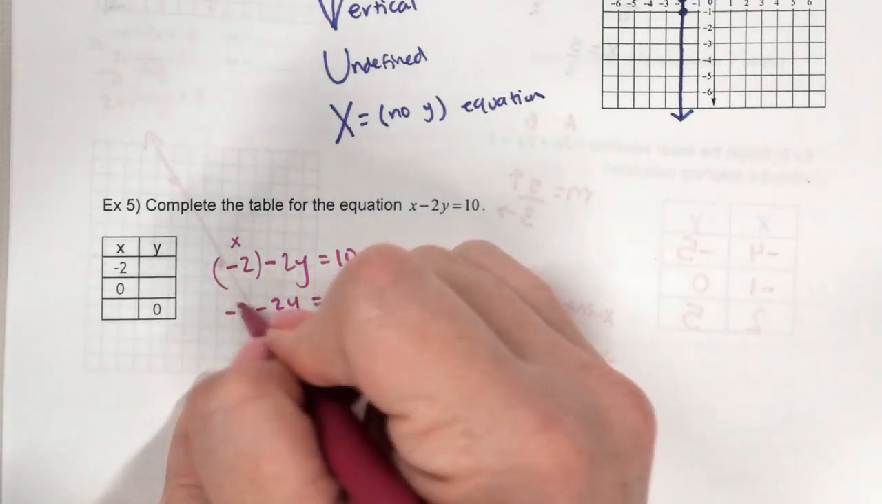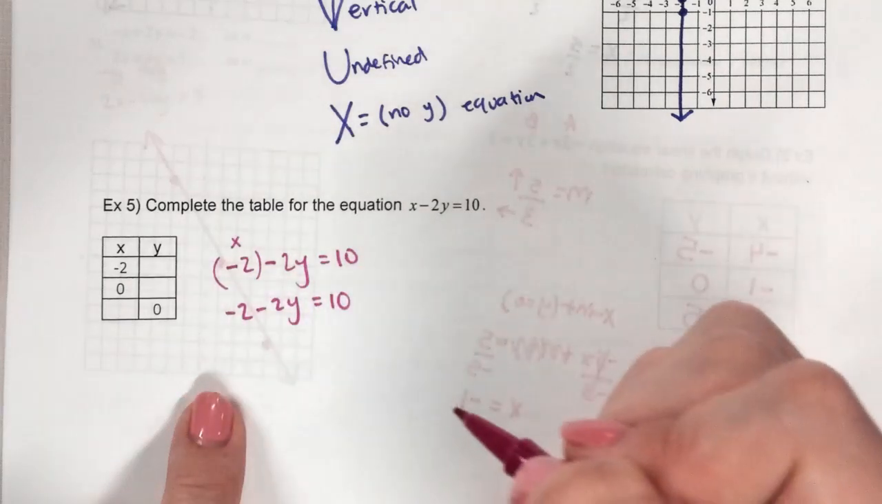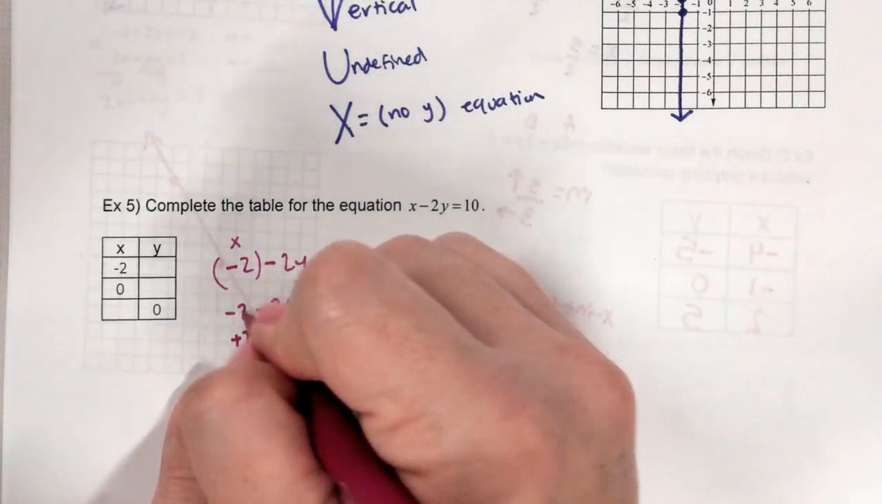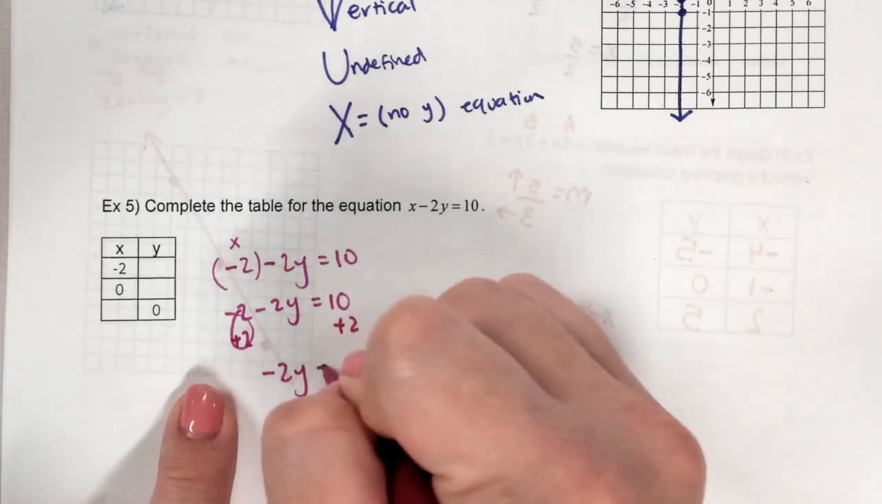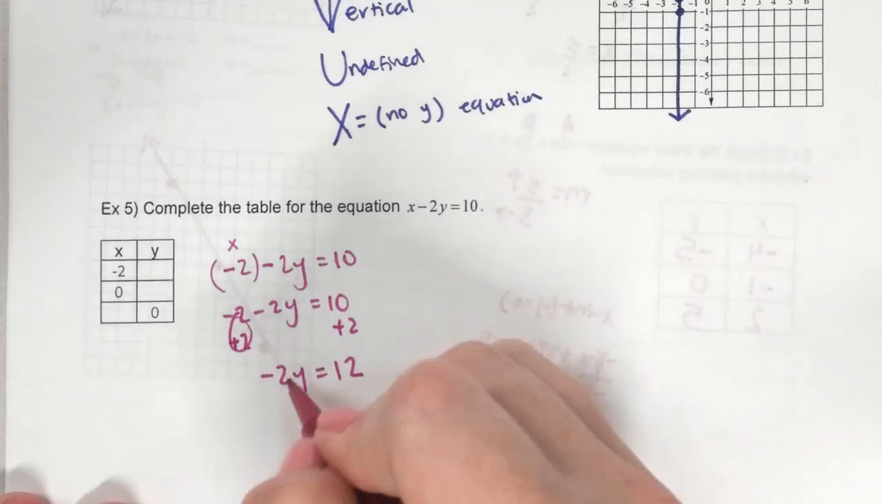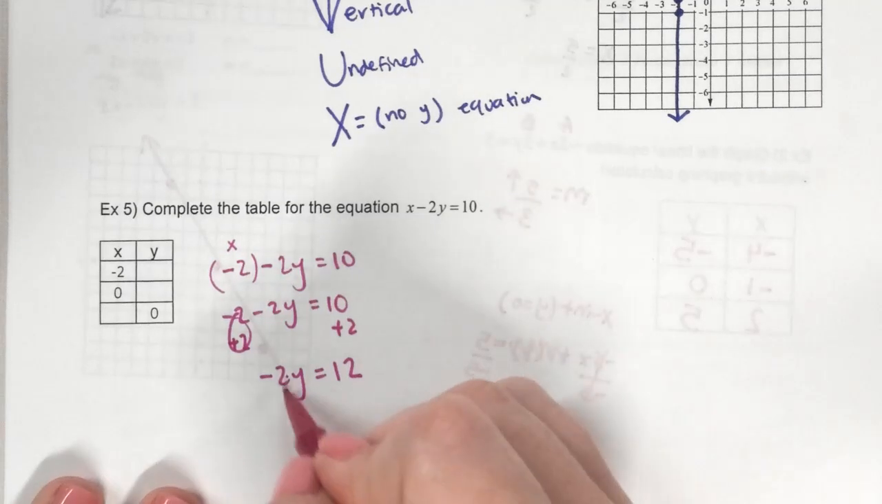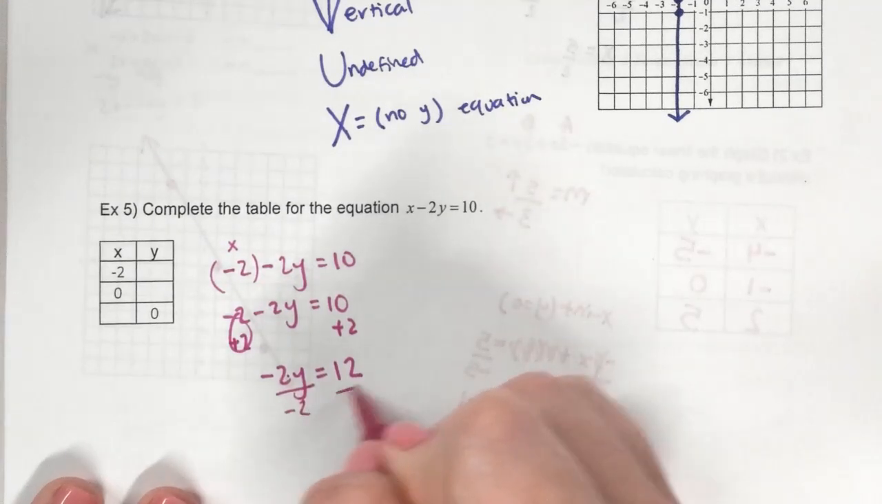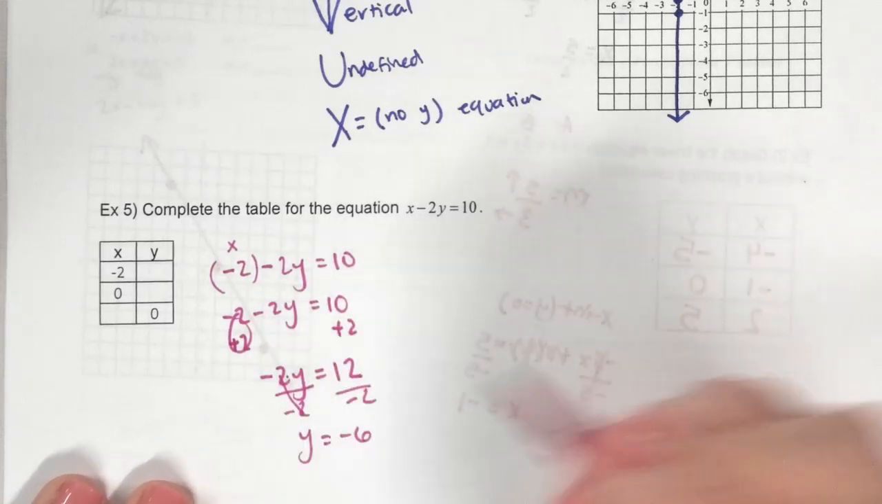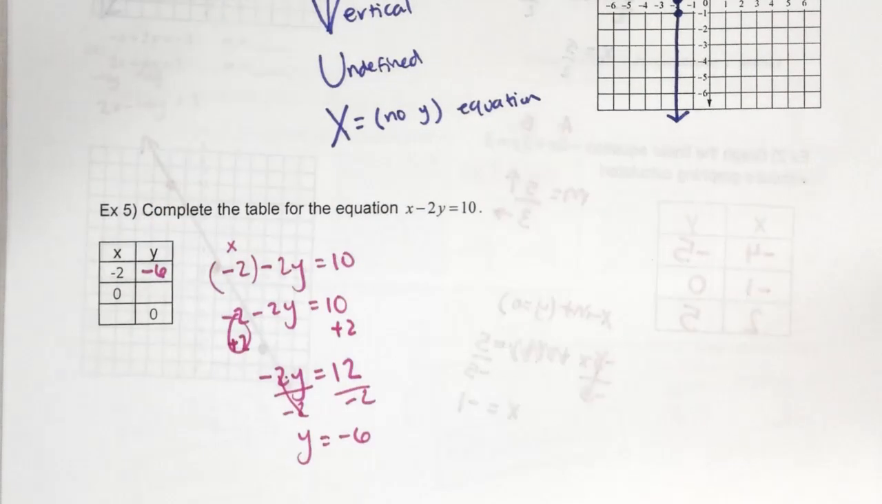So how do I get rid of this -2 when I'm adding or subtracting it? I'm going to do +2. What I do to one side, I have to do to the other, and I get -2y equals 12. Now, how do I get rid of the number next to my y? Divide by -2. I'm going to divide because this is touching. There's no symbol in the middle, so I'm dividing. And what's 12 divided by -2? So I know that this point is -6.